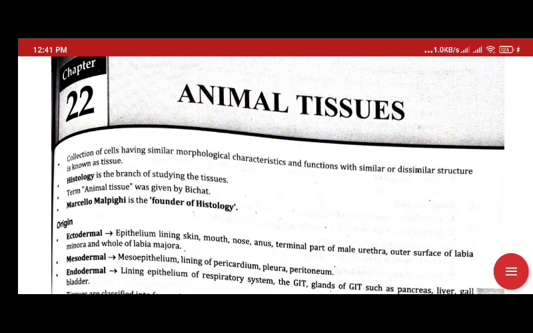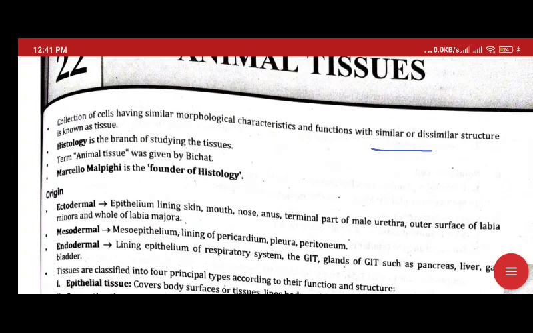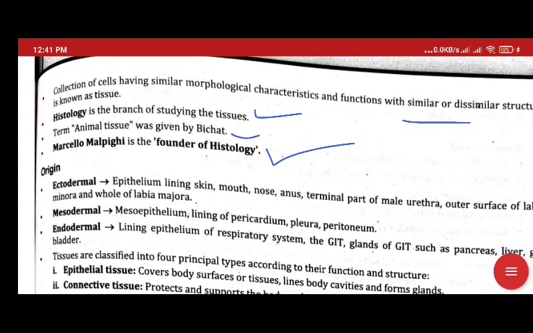Now in animal tissue, what should the definition be? Cells of similar origin and made of the same kind of cell, having the same function, that is called tissue. Now the study of tissue is called histology, a term coined by Marcello Malpighi, as we all know. Now the origin is also given.